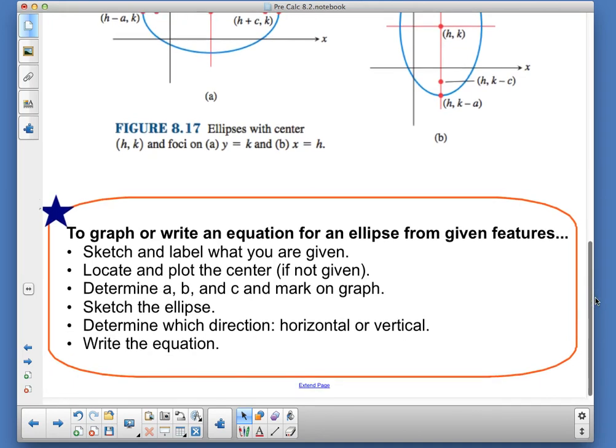Okay, to graph or write an equation for an ellipse from given features, sketch and label what you're given, locate and plot the center if not given, determine A, B, and C, and mark on the graph. Sketch the ellipse, determine the direction, horizontal or vertical. I think I'd be determining the direction, horizontal or vertical, before I sketched it. But, you know, these are the things we got to do. Does that make sense? Okay.